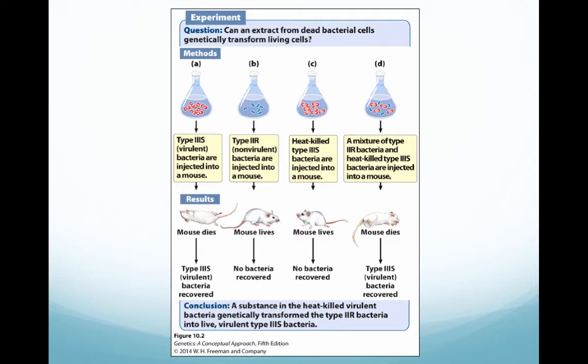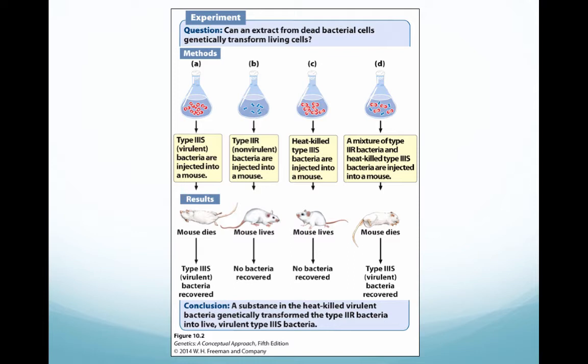So what Griffiths observed was that there was a small amount of living type 3S bacteria. Okay, and so he isolated it and injected it into the mouse, and that caused the mouse to develop pneumonia and die later. And when he was posting the mouse after it had died, he found large amounts of this type 3S bacteria in its blood.